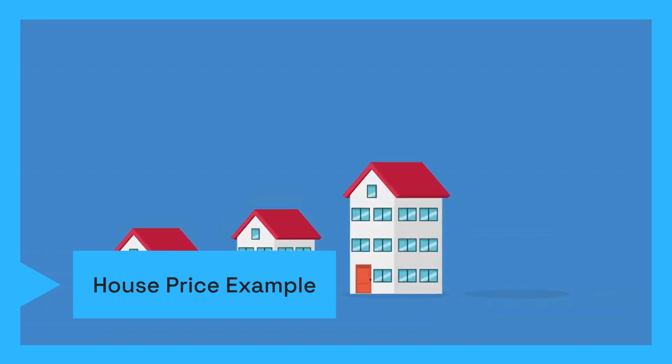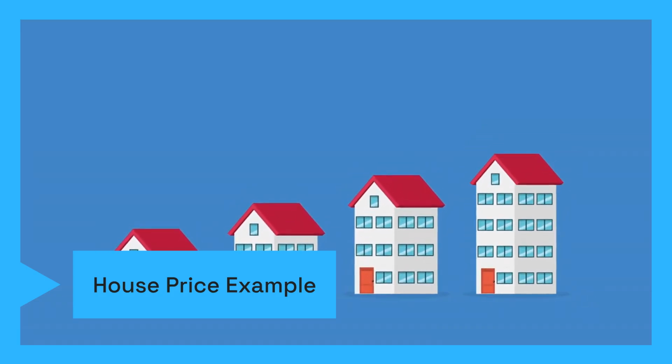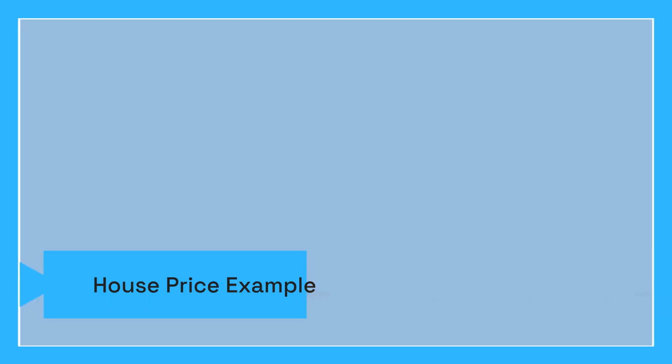Let's use a quick example. Predicting house prices. Your rows are individual houses. Your features, or columns, are things like square footage, number of bedrooms, and location. And the label, the answer the AI wants to find, that's the actual sale price of the house.